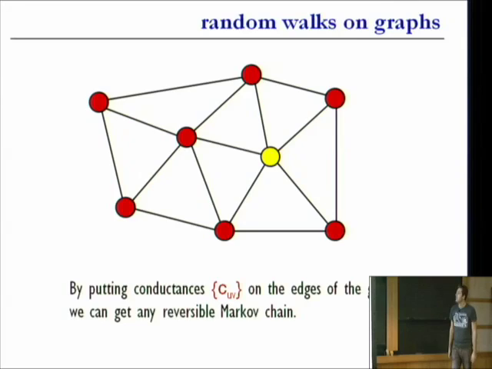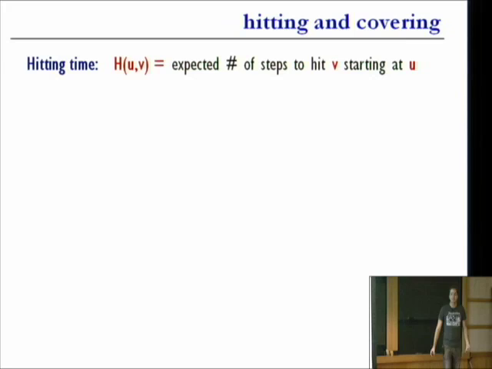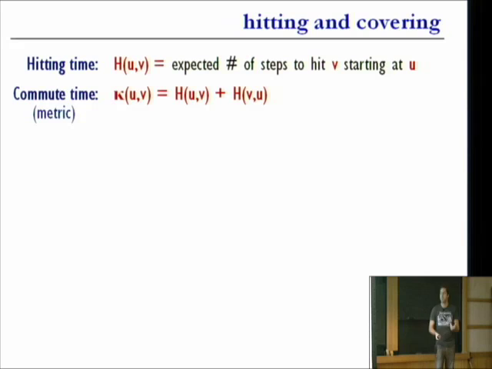So here are some classical parameters. One is the hitting time. So what's the hitting time? If you start the random walk at U, what's the expected number of steps before you hit V? This is the hitting time from U to V. And then with the hitting time, we can define the commute time, which is just the symmetrized version here. The commute time from U to V is the hitting time from U to V plus hitting time from V to U. So it's symmetric.